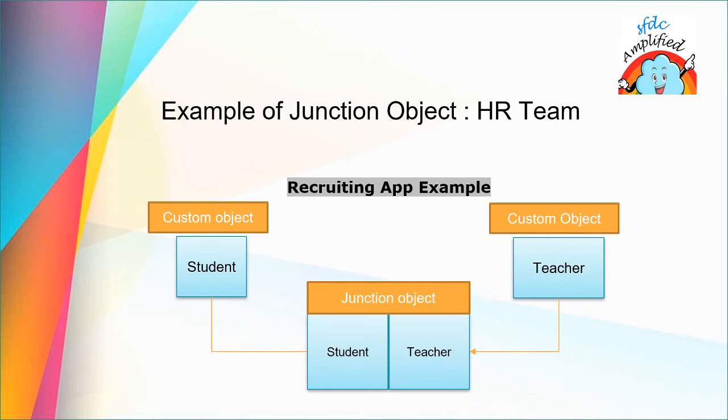So, Kishan Singh, junction object. If you can see the screen, between two objects, if we have teacher and student, we need a third object in order to create a relationship between those two objects, which is many to many, and that's called a junction object.